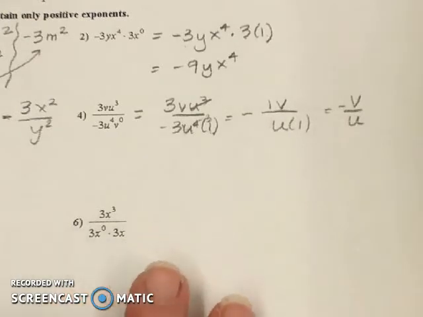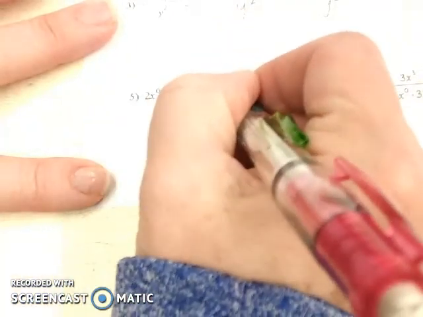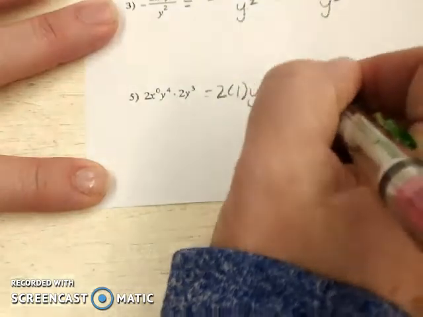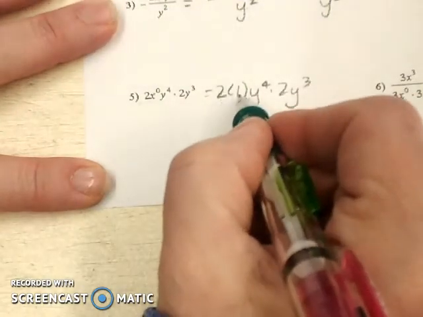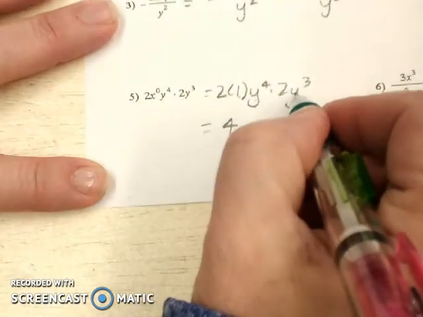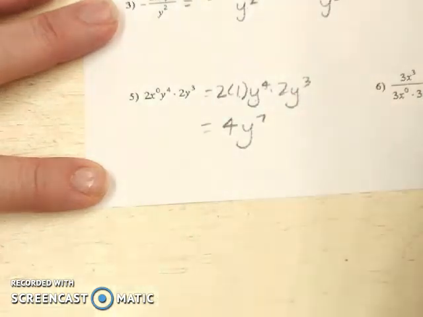Number 5, 2x to the 0, so that's 2 times 1. Y to the 4th times 2y cubed. So 2 times 1 is 2, and 2 times 2 is 4. When you multiply like bases, you add the exponents, and 4 plus 3 gives me 7.